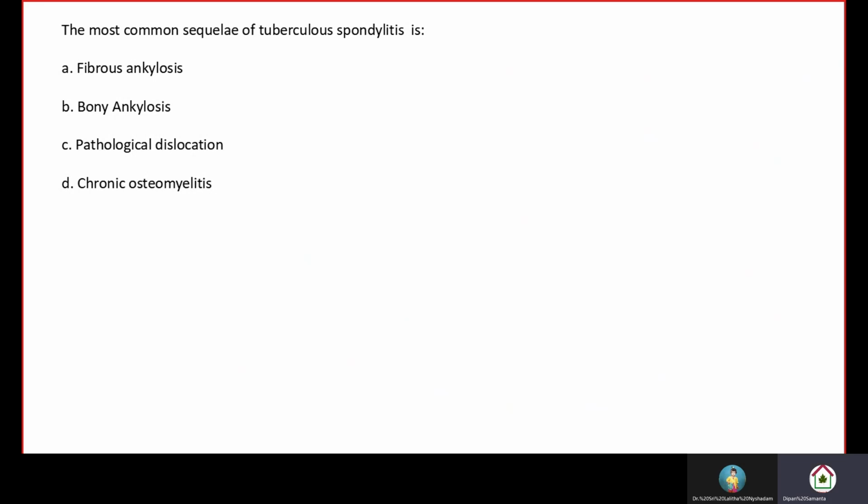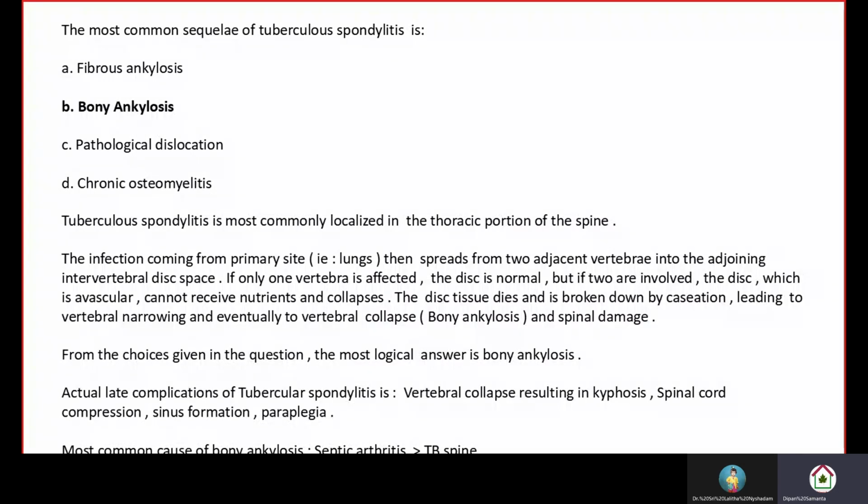The most common sequel of tubercular spondylitis is fibrous ankylosis, bony ankylosis, pathological dislocation, or chronic osteomyelitis. And the answer is bony ankylosis, the most common sequel of tubercular spondylitis.